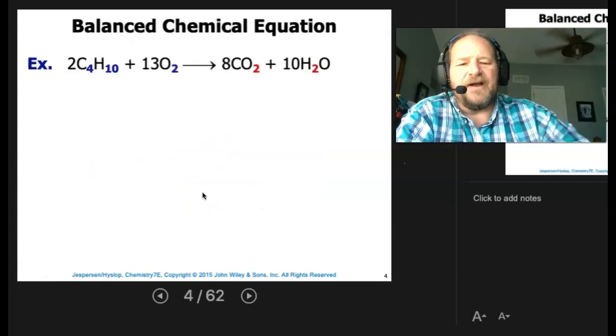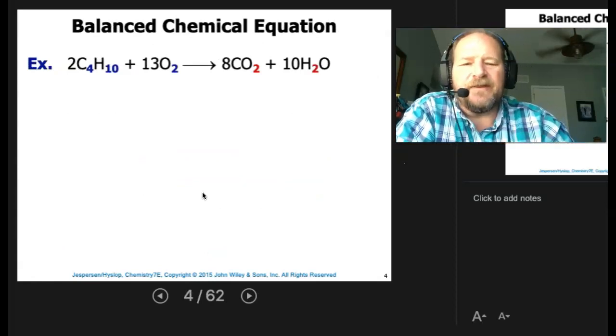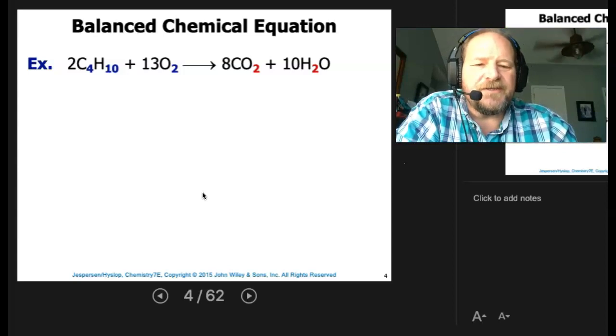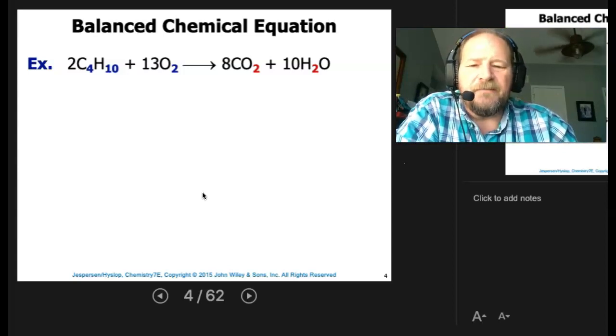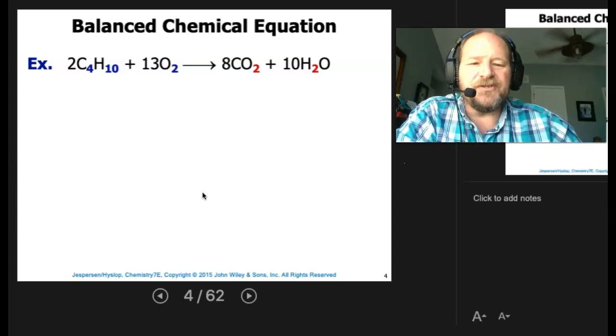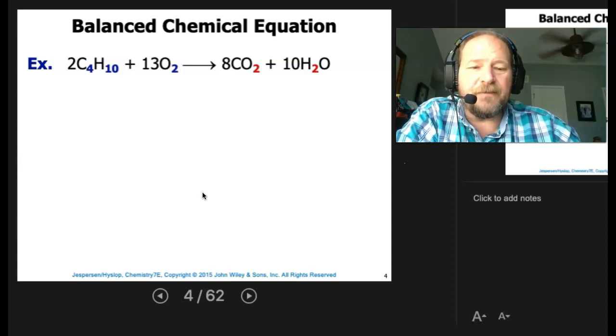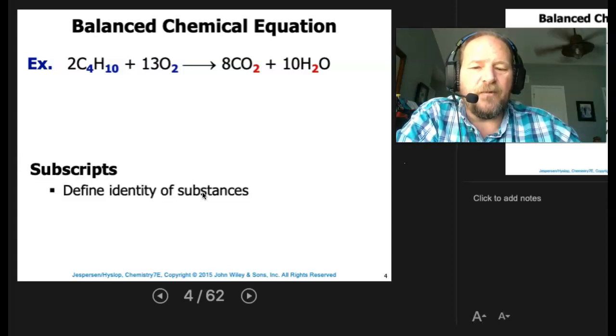All right, so here's another balanced chemical equation. This is going to be butane reacting with oxygen, also to form CO2 and H2O. That's a very common reaction. You may recall that that's combustion, and combustion, if it's complete combustion, always gives us CO2 and water. We could also have incomplete combustion, and incomplete combustion would be CO, so carbon monoxide, and water.